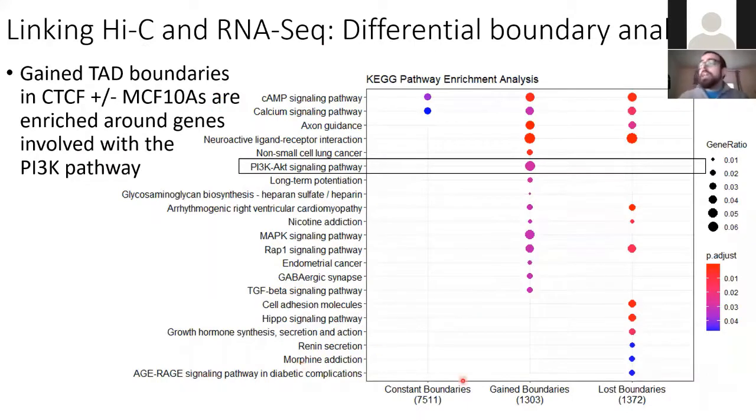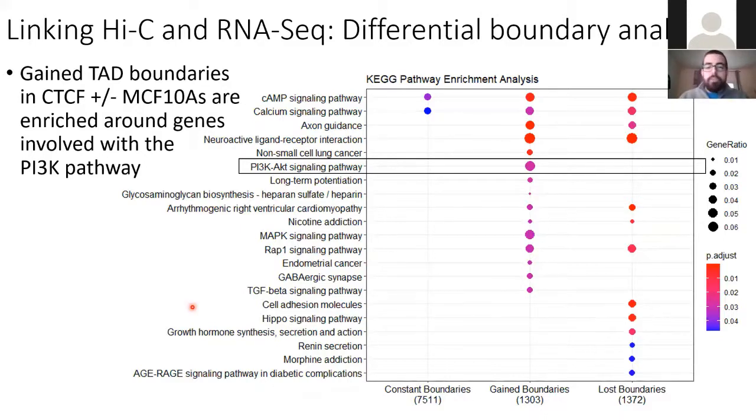When I look at the altered boundaries in my knockouts, I can see that the genes around the gained boundaries are significantly enriched for the PI3K pathway, which was up in my knockouts and driving their oncogenicity. And the other pathways I see in the gained or lost boundaries are also found in my RNA-seq. So there is a clear link between the change in boundaries and the change in gene expression.